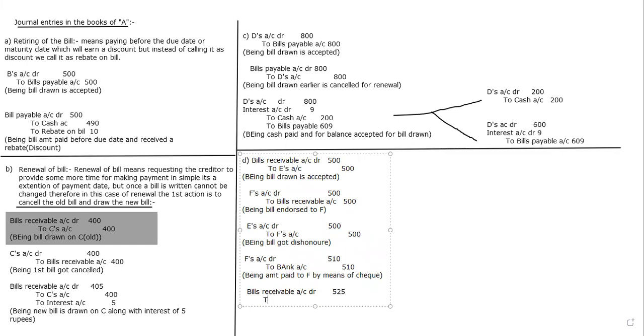vaadiki. Noting charges ante eppudaina dishonor aite, bill kanaka dishonor aite, then it is a charge the banker is going to levy on us because it is a loss for that fellow, no? Why he will bear our loss? It is a kind of a bad name to the bank. So why it will bear a bad name for itself? So that's why they will throw it on us. So dani manam noting charges anta. So being new bill drawn and got accepted for full amount.